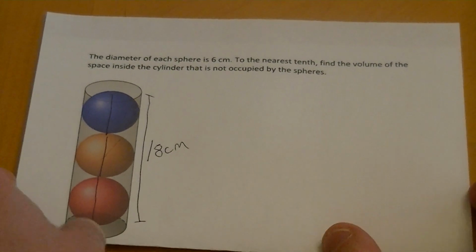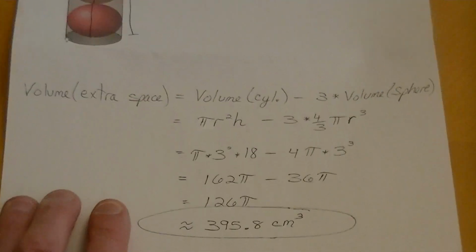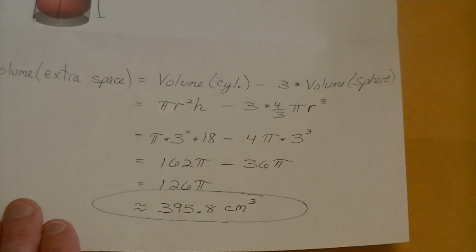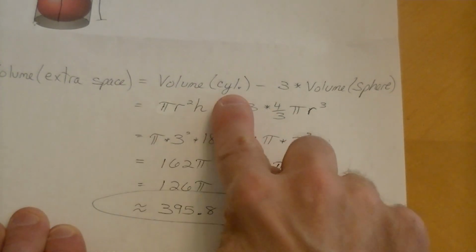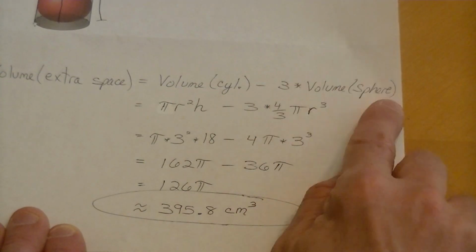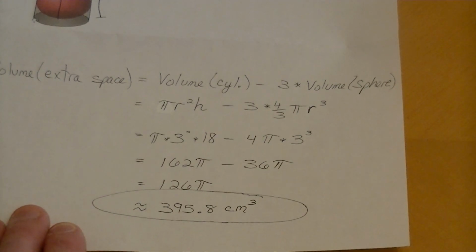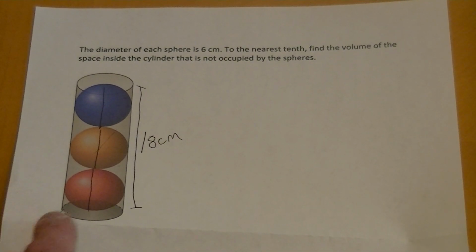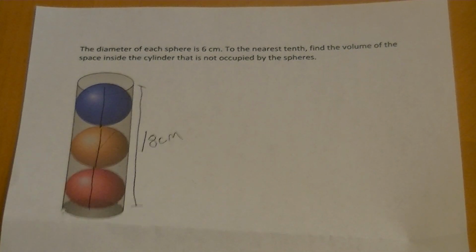All right, so let's see the work. The volume of the extra space inside that cylinder is going to be whatever the volume of the cylinder is minus the 3 sphere volumes, 3 times the volume of a sphere. Take a look at the picture. I'll read it to you and just think about what I'm saying. It should make sense. The amount of space taken up by the cylinder minus the amount of space taken up by the spheres would leave me with that extra space that I'm looking for.